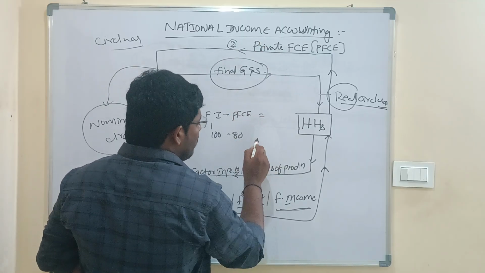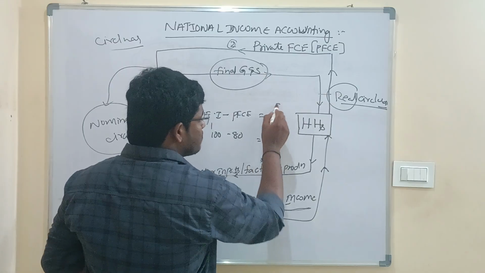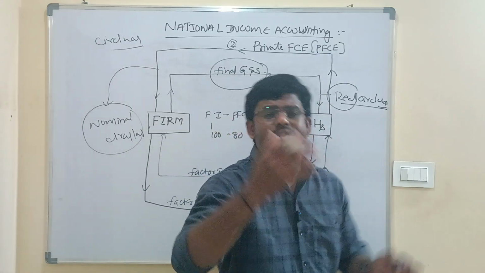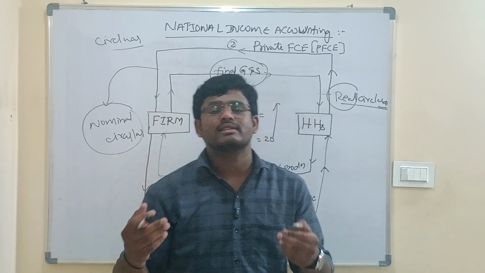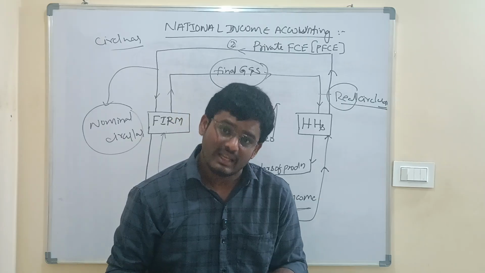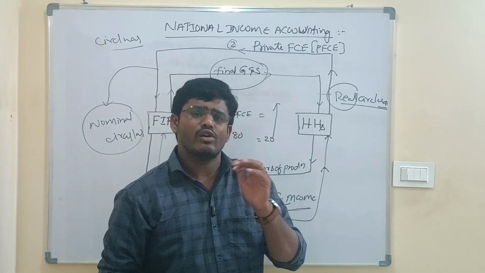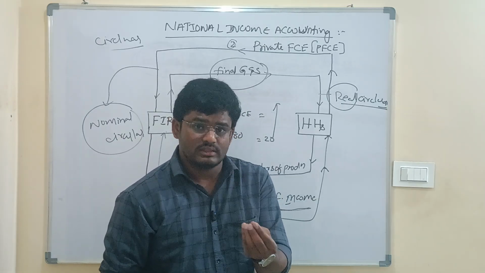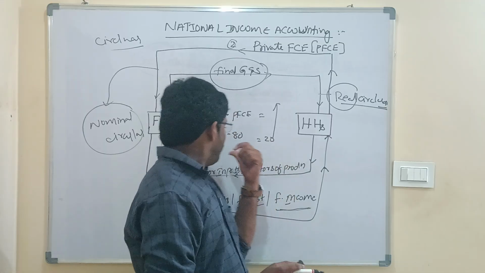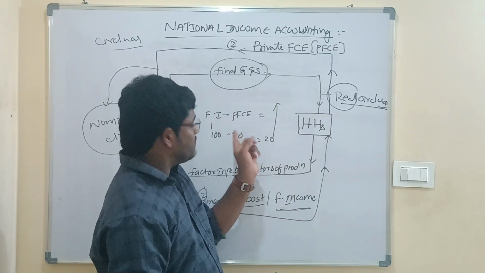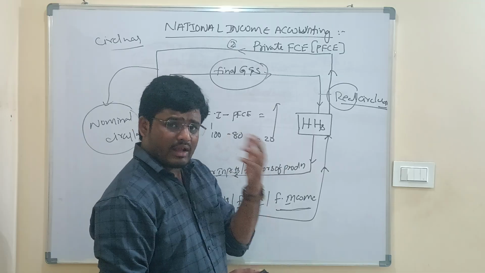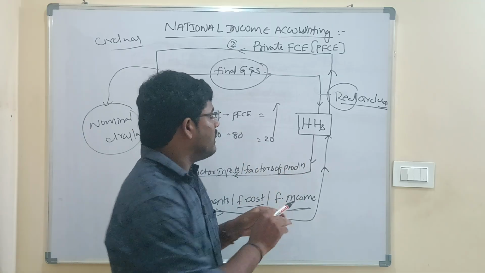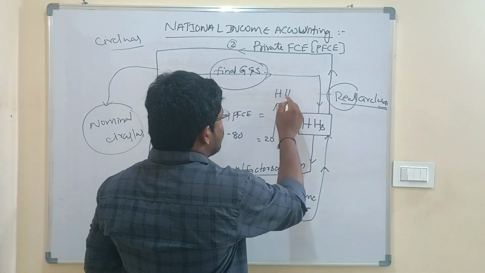Now the remaining 20, this extra 20 rupees, is being diverted towards savings. So we call such savings household savings. So what is the formula for household saving? Household savings means the income they receive minus the expenditure which they spend. Whatever the difference is, we call it savings, which are known as household savings.